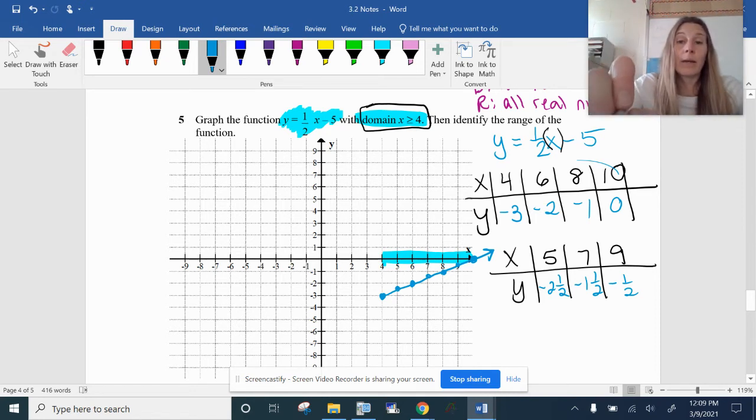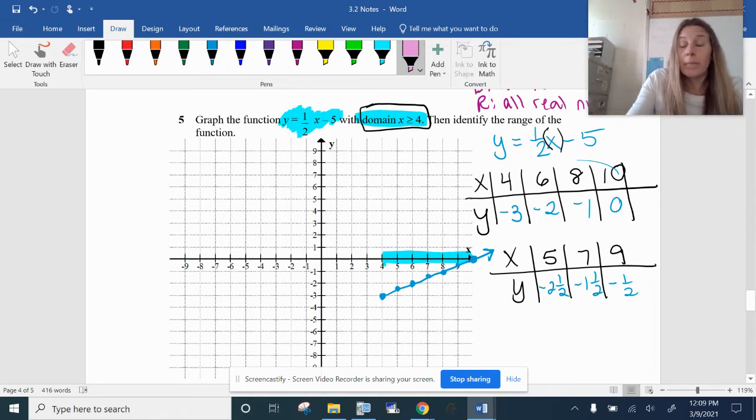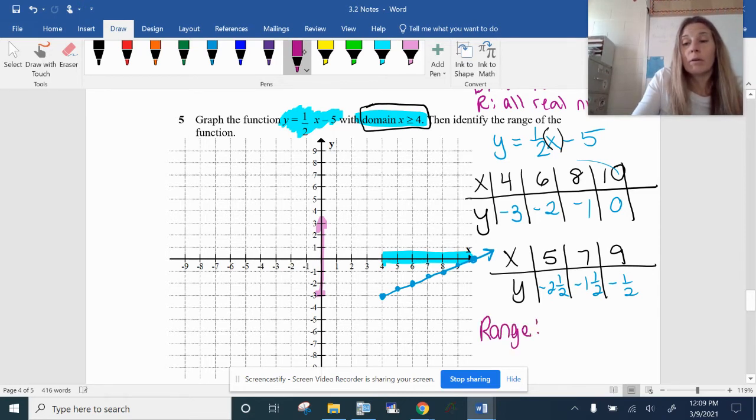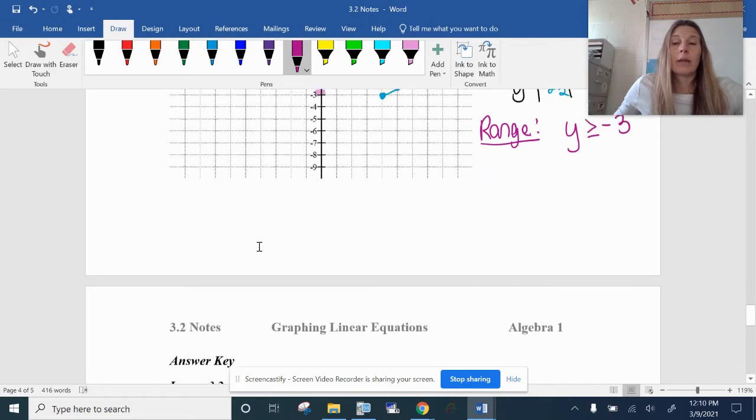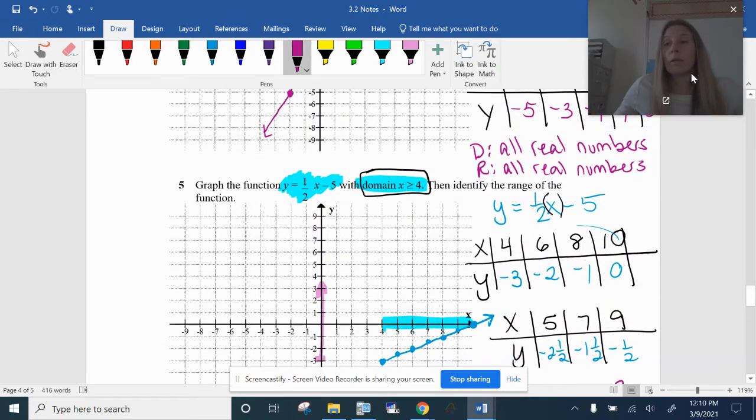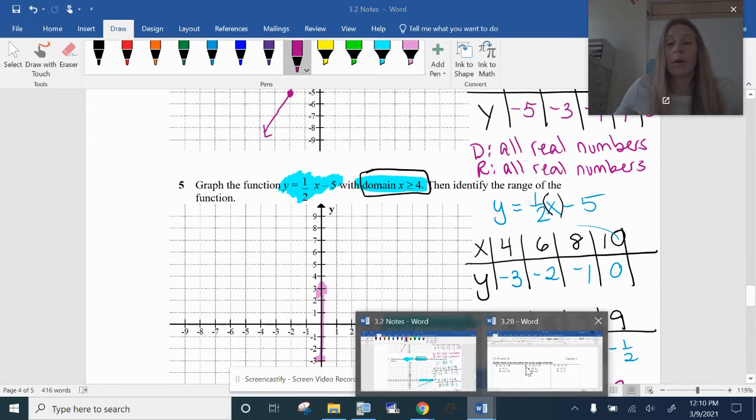Now with that, I might want to find my range. So I'm going to look at my y values and notice that the lowest point here is at this negative 3, and then it's kind of going upward, right? There's no restriction as I go upward. So my range here would be that all my y values are greater than or equal to negative 3. Okay, so that is it for the notes, but then we did do a little bit of practice with a worksheet.